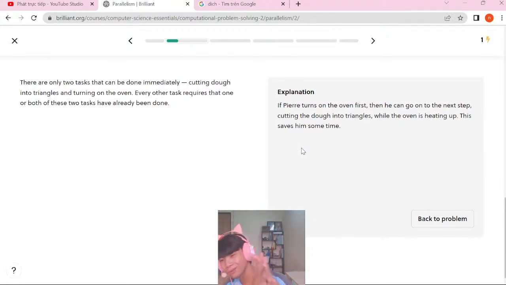Why is this problem so silly? I have no idea about turning on the oven first or cutting dough first. What is this for computational problem solving? It doesn't have meaning for computational problem solving. What the heck is this?